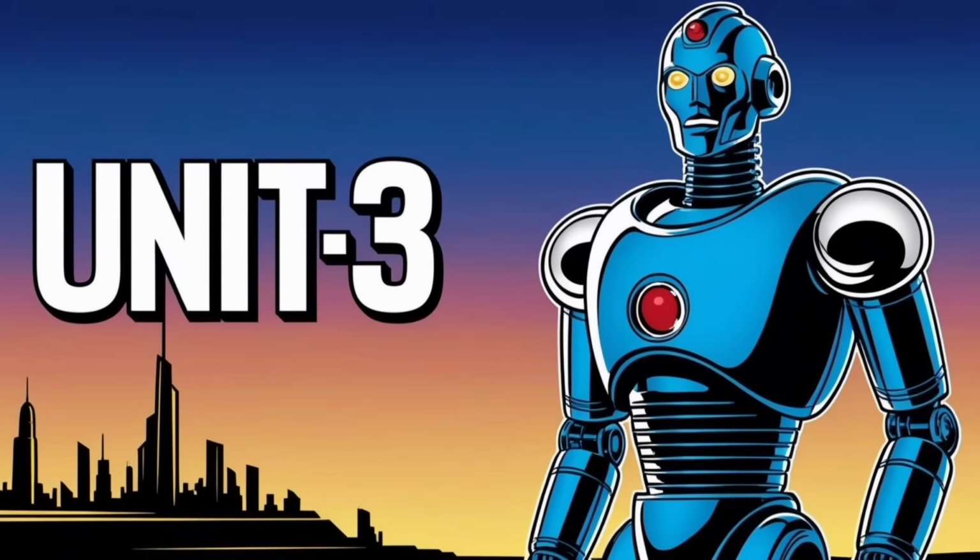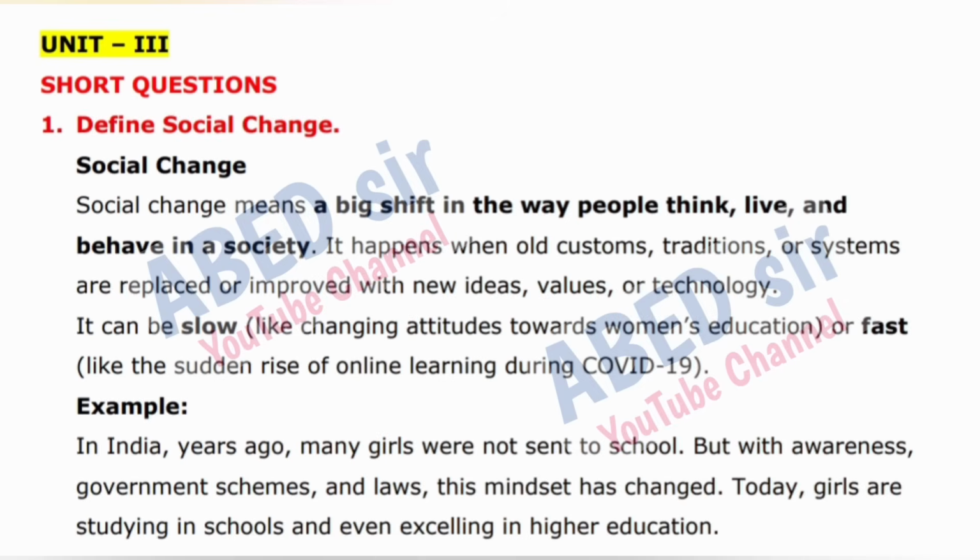Unit 3 first important short question is: define social change. Social change means a big shift in the way people think, live, and behave in a society. It happens when old customs, traditions, or systems are replaced or improved with new ideas, values, or technology. It can be slow, like changing attitudes towards women's education, or fast, like the sudden rise of online learning during COVID-19.